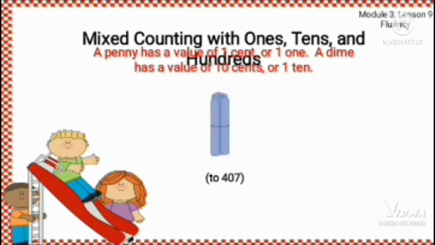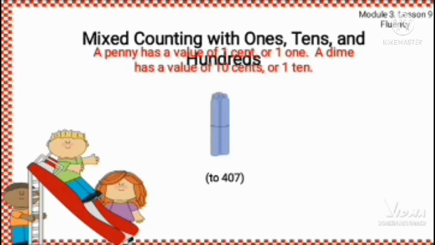I want you to still count using tens to 407. Okay, so 567, 557, 547, 537, 527, 517, 507, 497, 487, 477, 467, 457, 447, 437, 427, 417, 407. Fantastic. Alright, so we're now at 407.